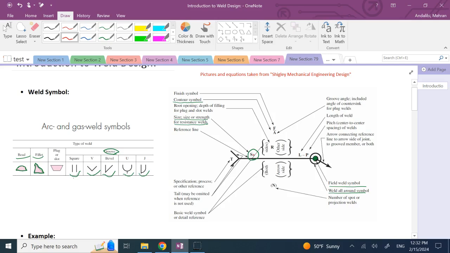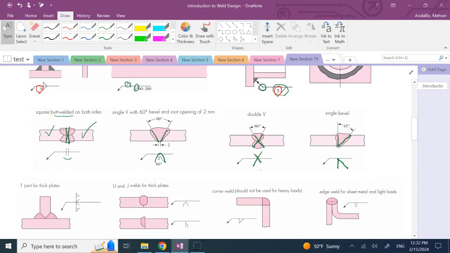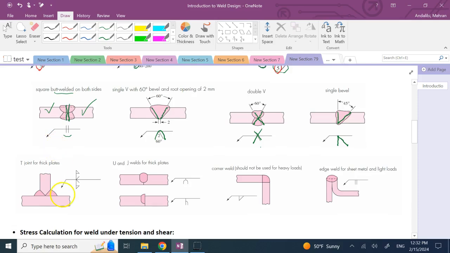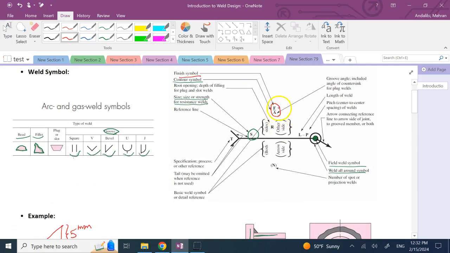Okay, there might be a finish symbol which you can show above it. In this case I don't think I have an example for a finish symbol, but you can have a finish symbol above the weld bead and say what kind of finish you want, and then if you need to specify the size of that groove, then you can put it here.